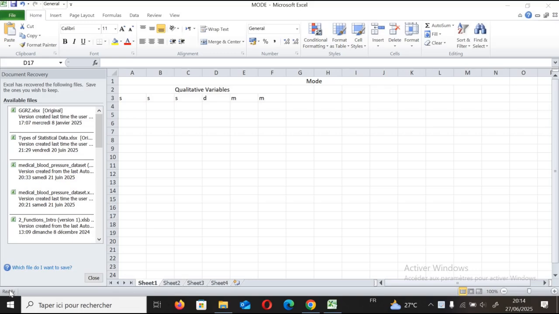New concepts we're gonna learn in descriptive statistics, which is the mode. The mode's definition is simply different from the average. Average gives us the central tendency of the values. The mode gives us the most frequent value in the data set.